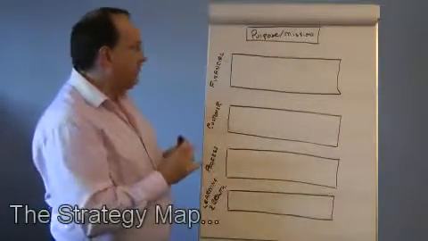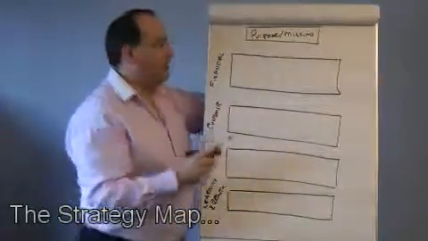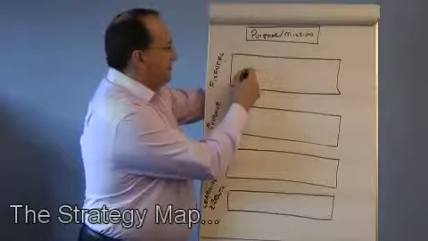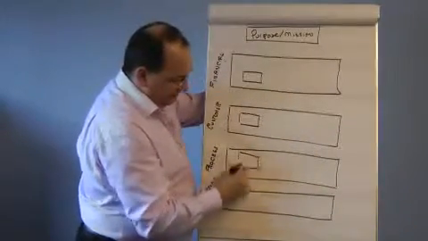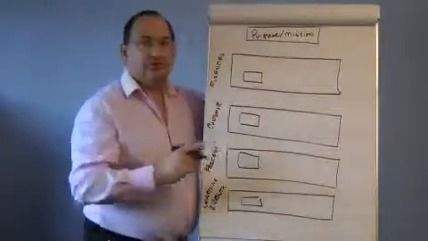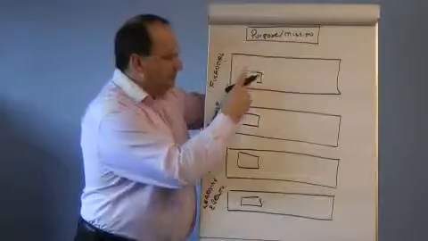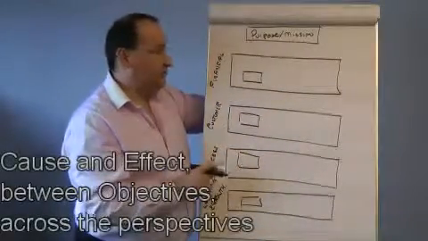What we now have are 4 perspectives in a cause and effect model. And within each of these perspectives, there are objectives. And what Norton and Kaplan were doing was saying, you know what, there's a cause and effect relationship running between these objectives.